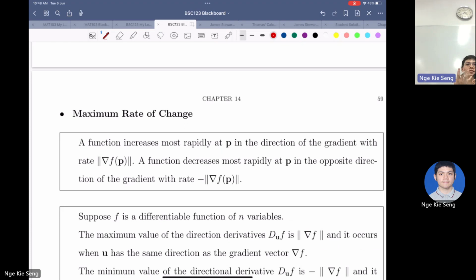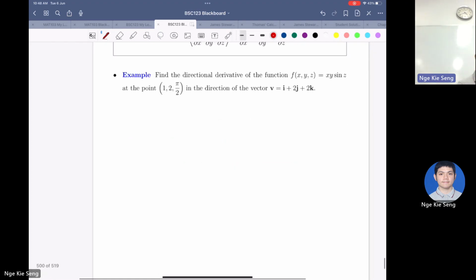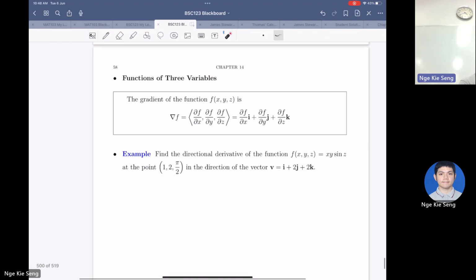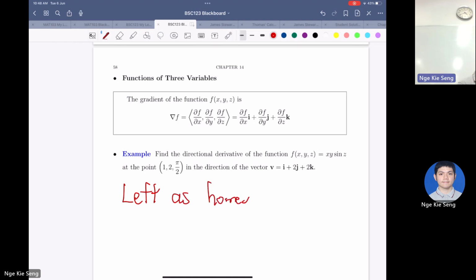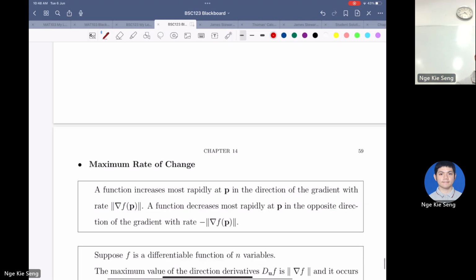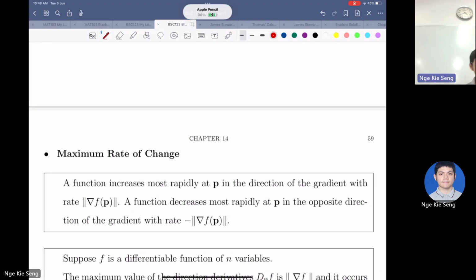Let's see why we want to use a unit vector. This function of three variables, I leave it to you to do, or we will do it at the start of next class. I want to tell you why we use a unit vector here. A derivative is usually related to rate of change. So what's the maximum rate of change here? A function increases most rapidly at p in the direction of the gradient, with the rate being the length of the gradient at that point. So why is this true?